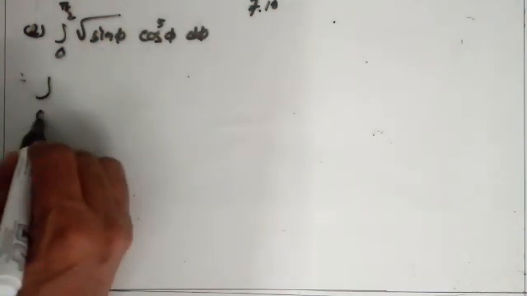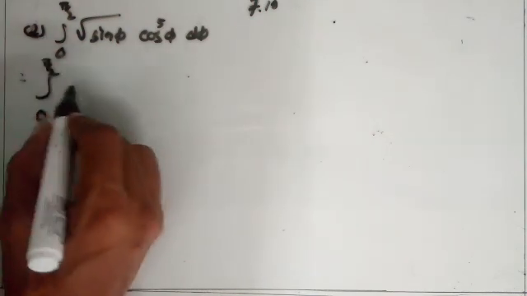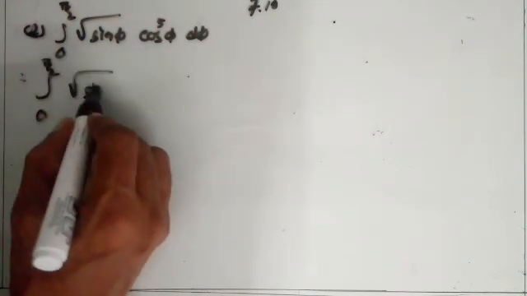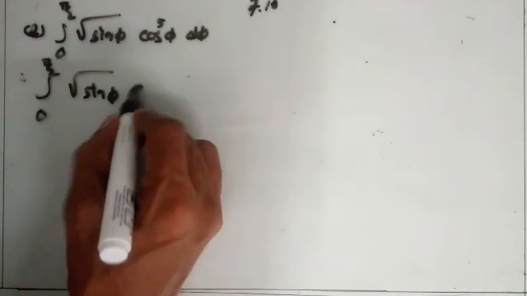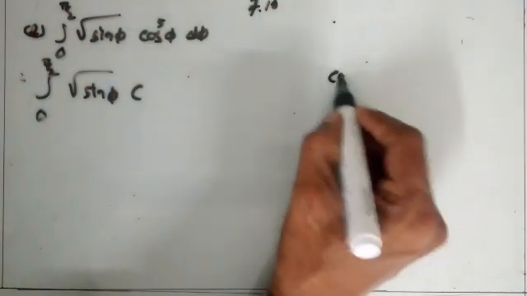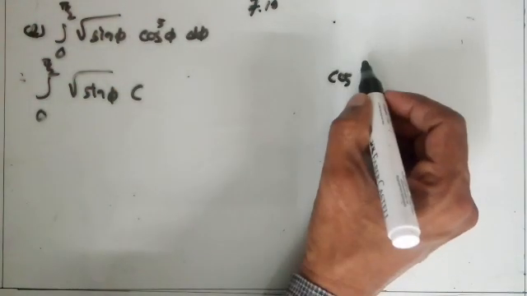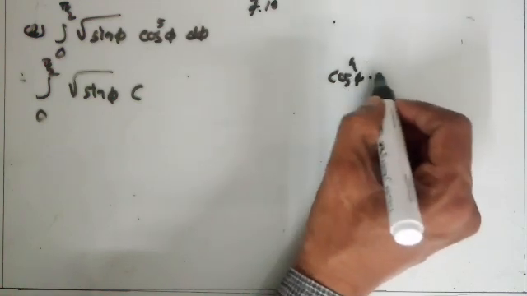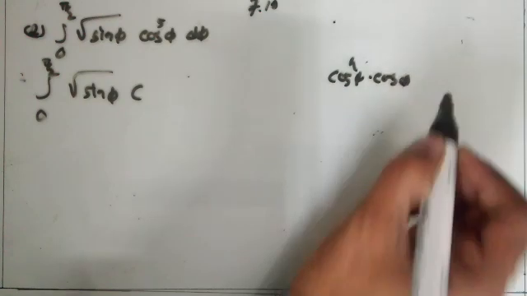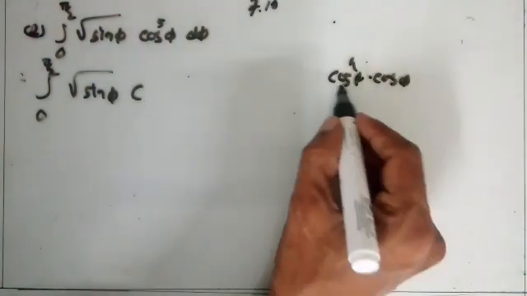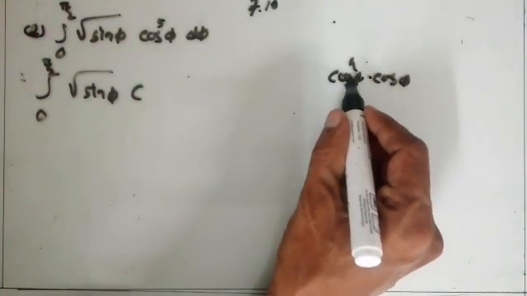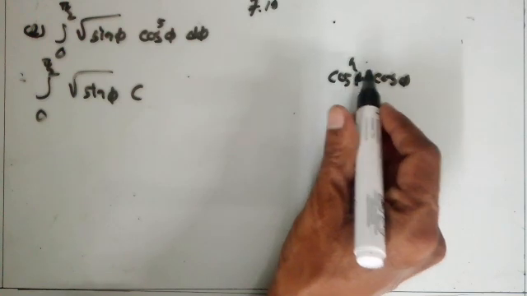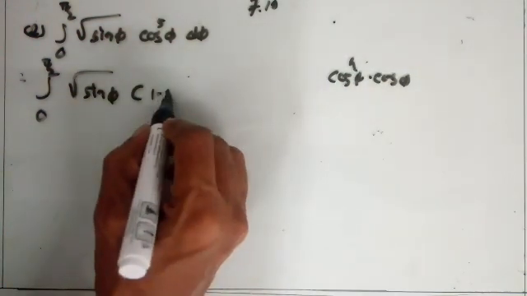So we get here the integral from 0 to pi by 2 of root of sin phi into cos phi raised to 4 into cos phi. Here cos phi raised to 4 is equal to cos square phi raised to 2, and cos square is equal to 1 minus sin square.